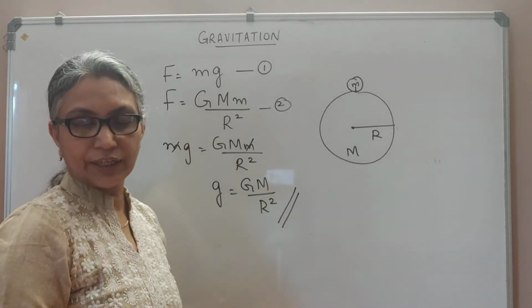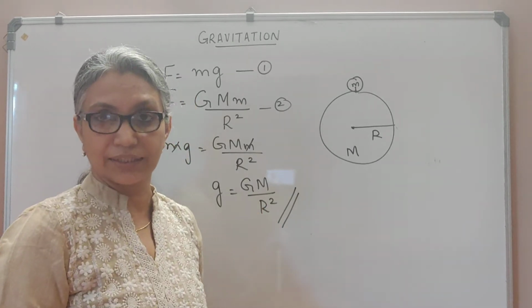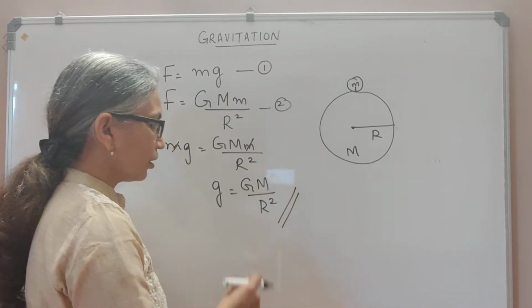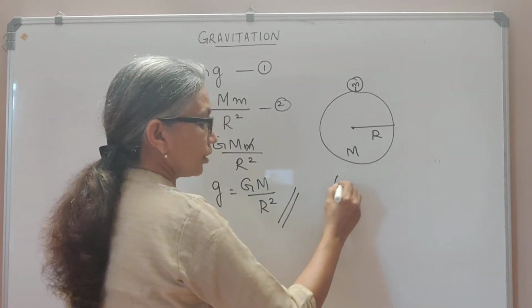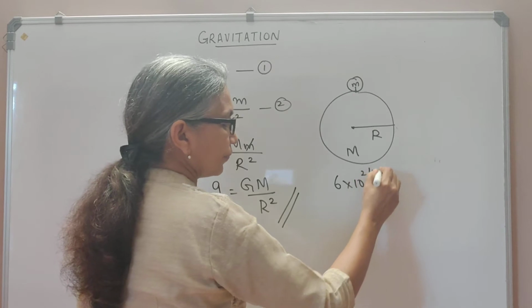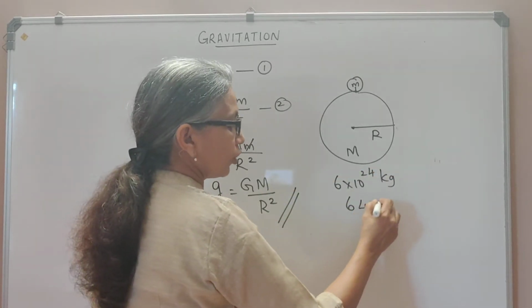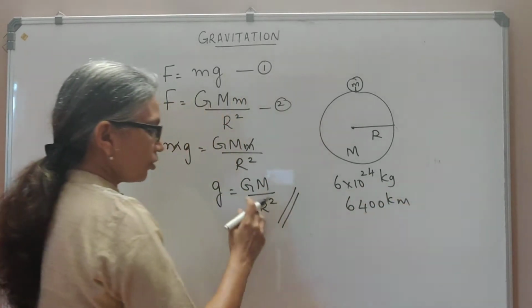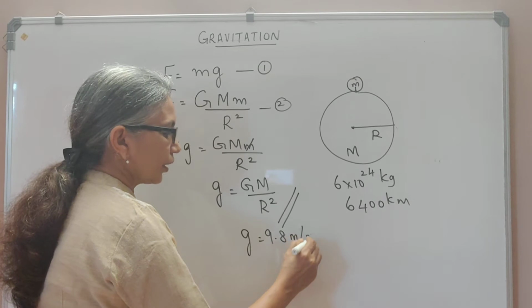So you substitute all the values. If you plug in the values of G as 6.67 into 10 raised to minus 11, the gravitational constant, which is the same for all bodies in the universe, the mass of the earth as 6 into 10 raised to 24 kilogram, and the radius of the earth as 6,400 kilometer, you get the g value as 9.8 meter per second square.